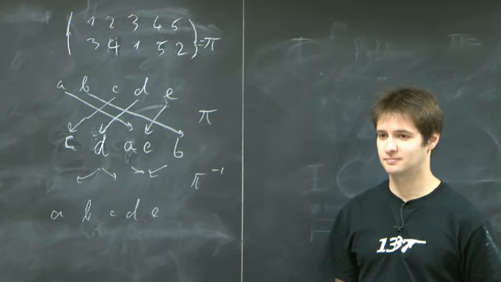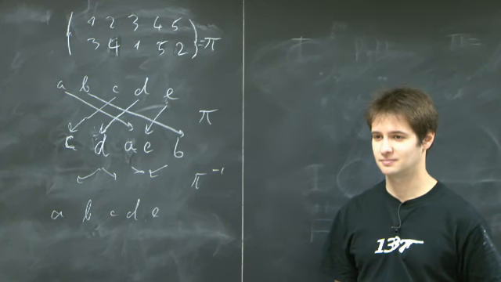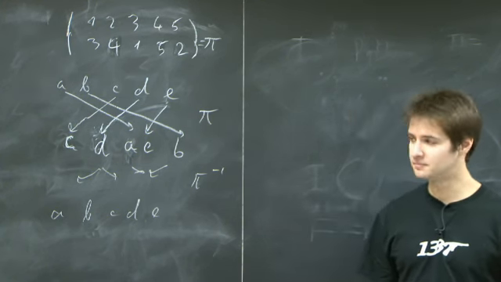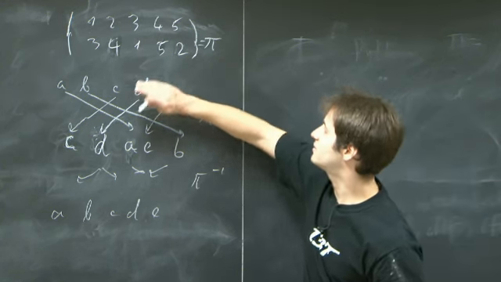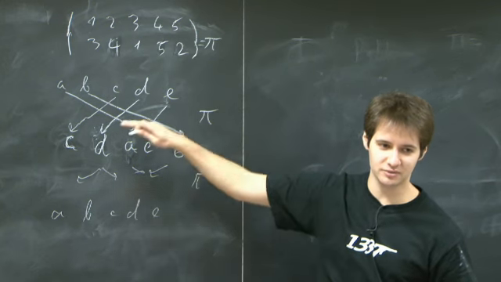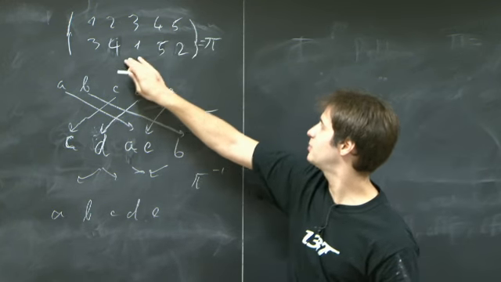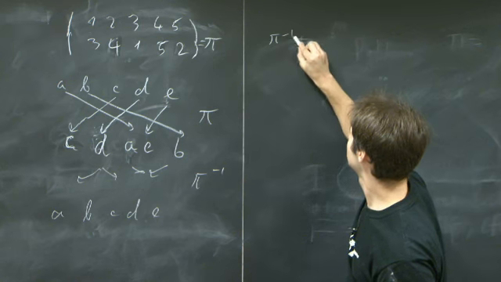Wait, you're giving us the initial... you only start with this permutation. The list doesn't matter at all. A different list would get different results. So this is the permutation, and I want pi to the minus 1.